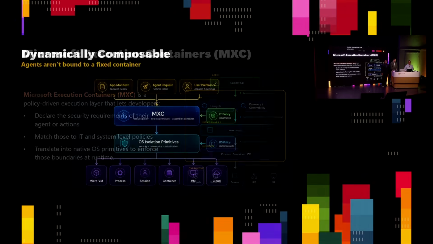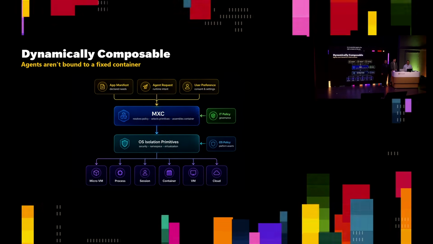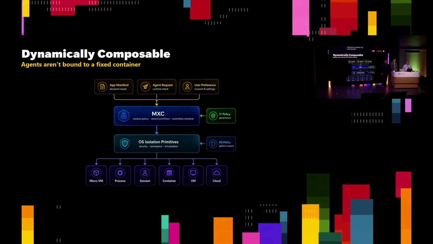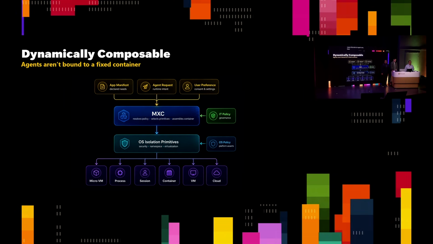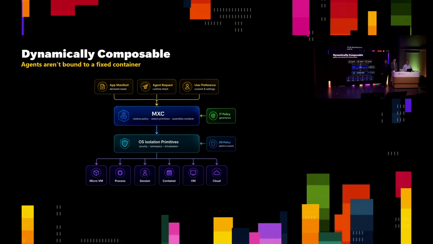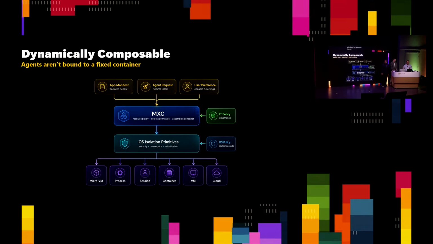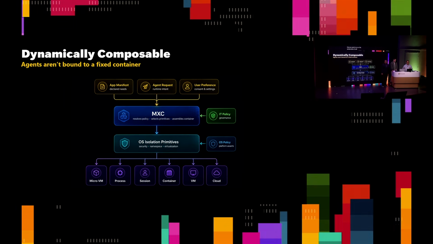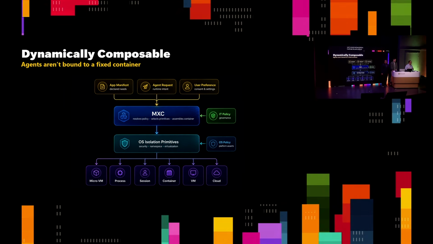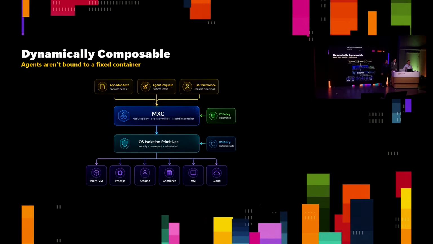That process is something we call dynamic composition. That means that when an agent runs, there isn't a fixed container. The MXC library allows you to create the container on the fly. It will, as I said, take the definition of the application that you want to run or the actual action. It will take the user's consent and permissions. It will take the policy defined by IT and try to, from that, craft together a configuration of a container. With that configuration, it will then look at the operating system primitives that are available for it to use.